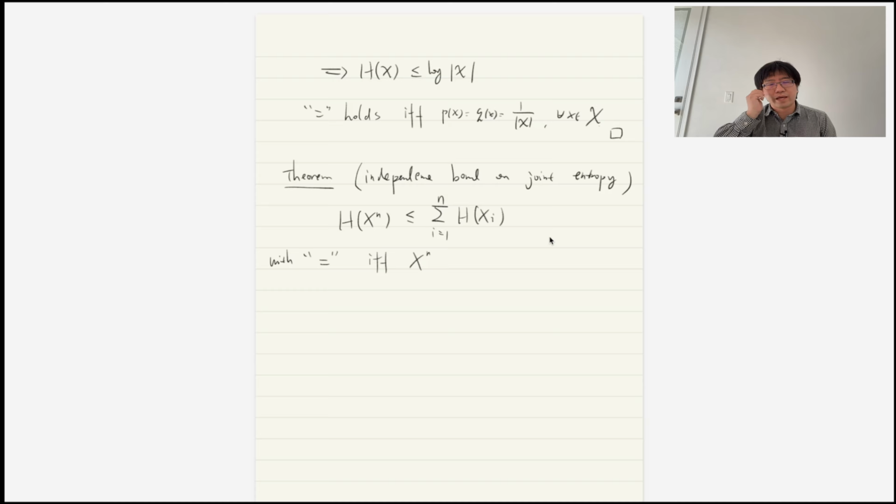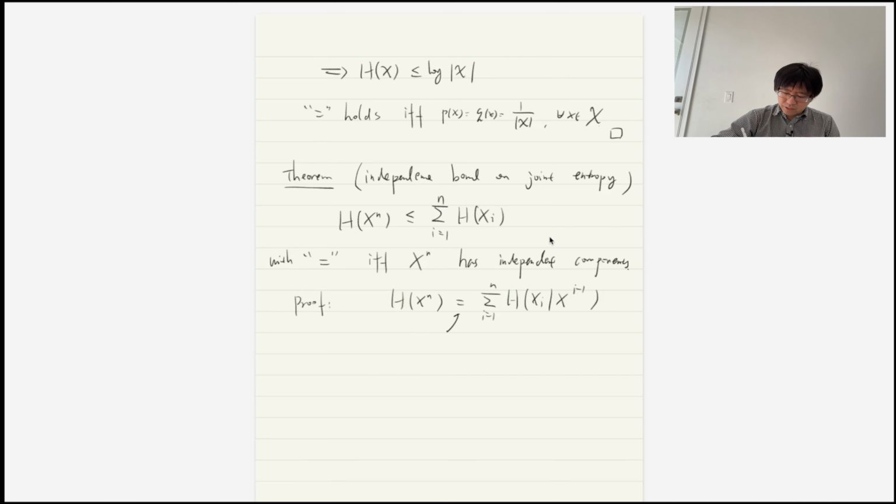So you may imagine, that happens when the conditioning does not reduce the entropy, right? That basically means that all the x's have to be independent, right? So when this vector has independent components, okay? So that's this theorem, okay? So let's prove that. So the proof is, again, we just described it, right? We need to expand it using chain rule, H of xi given xi minus 1, right? So this step is because of the chain rule of entropy.